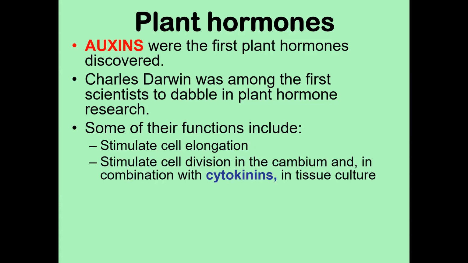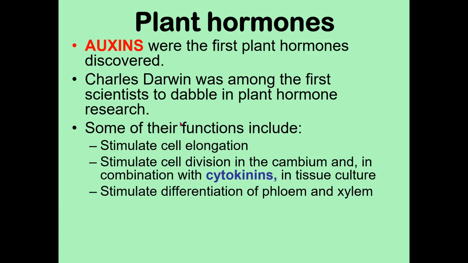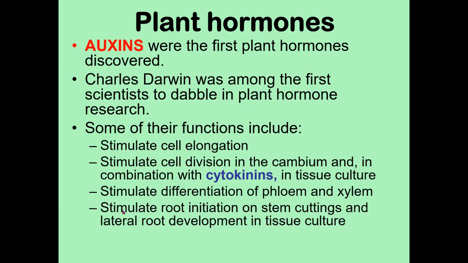So they become longer, taller. They stimulate cell division in the cambium. So with a hormone called cytokinins, they can either become, as I said before, the xylem or the phloem. They differentiate. They stimulate differentiation, and they stimulate root initiation on stem cuttings.